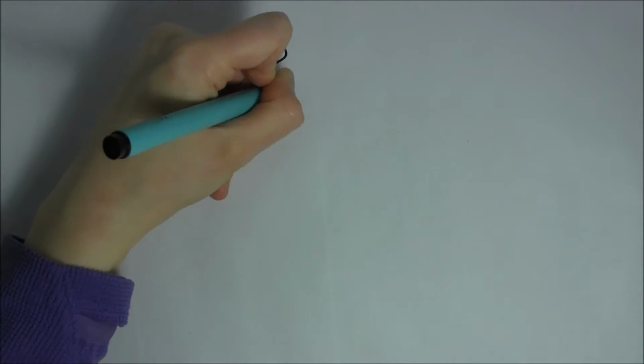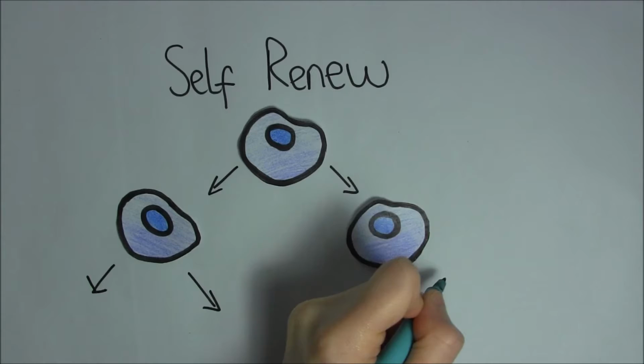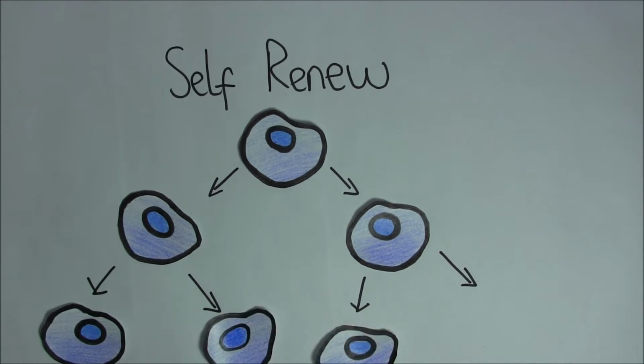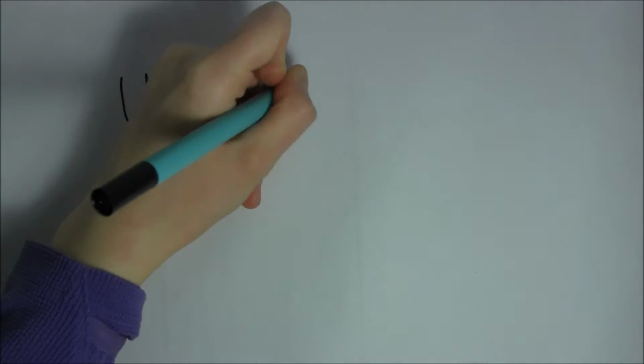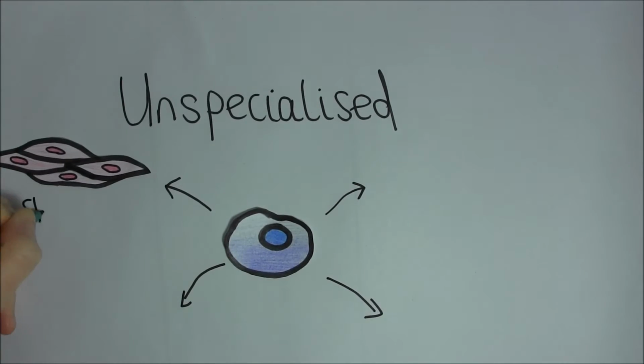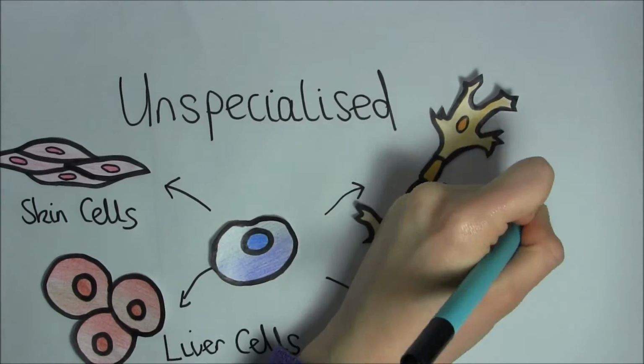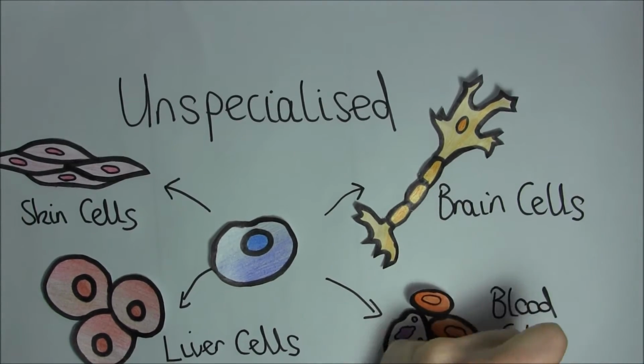So stem cells have two key properties. Firstly, they have the capacity to self-renew, meaning they can make new copies of themselves. Secondly, they are unspecialised cells that are able to differentiate. This means that they can turn into other cell types. For example, they could become skin cells, liver cells, brain cells, and blood cells.